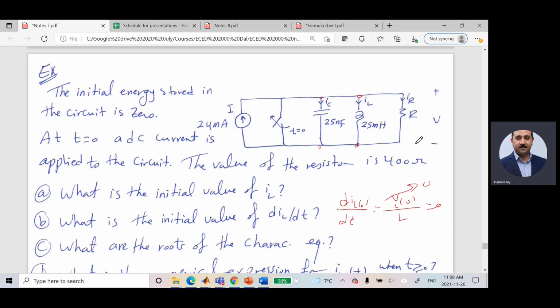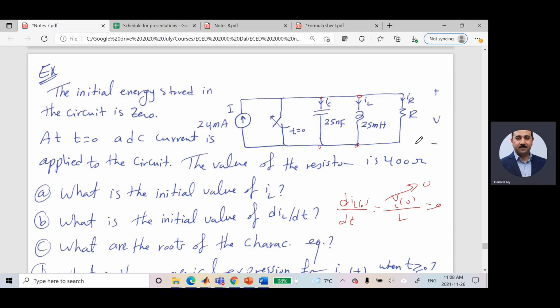Any explanation for that? The easiest explanation is we have some differential equations, and it is hard to solve these differential equations in time domain. That's why we are doing what? We are converting the problem from time domain to another domain, which is called Laplace domain.